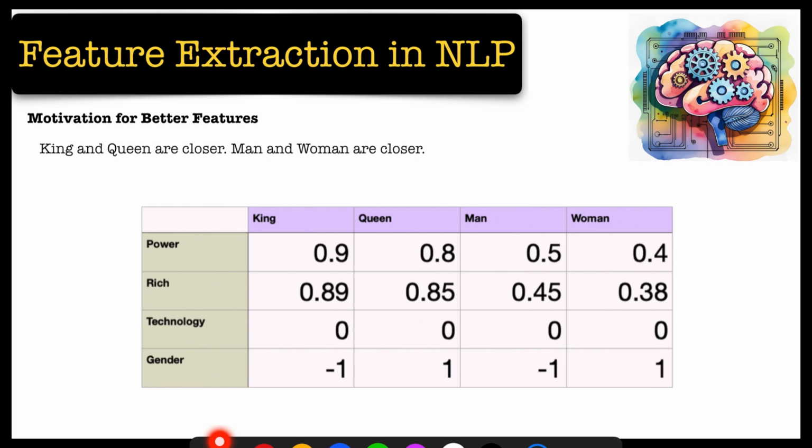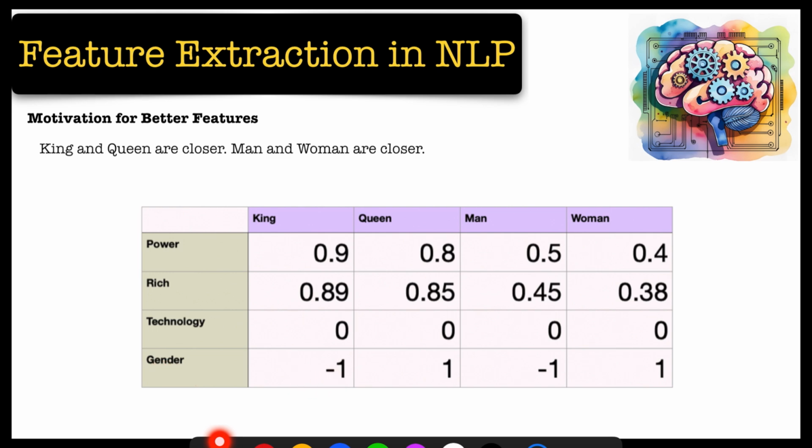So what are these vector values? We just said they can be dense, low-dimensional vectors, but what are the values? Let's say these are some attributes like power: king and queen will have power, while man and woman in general will not have that much power. King and queen will also be much richer than normal people. Nothing here is related to technology.